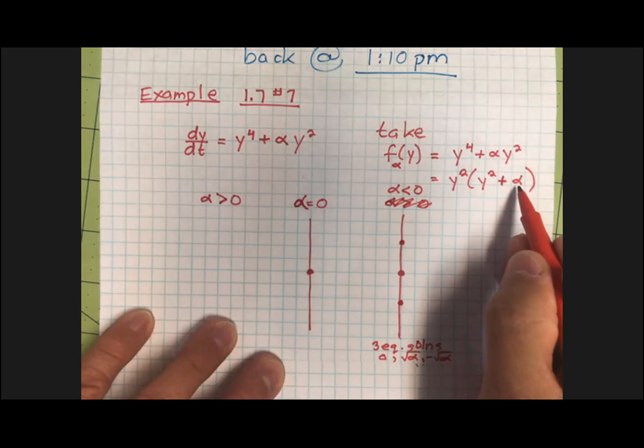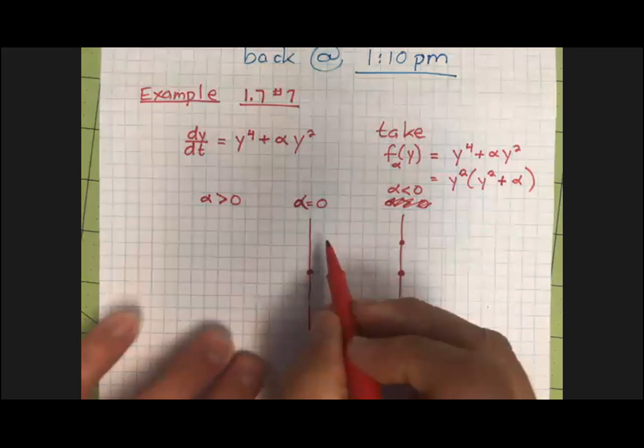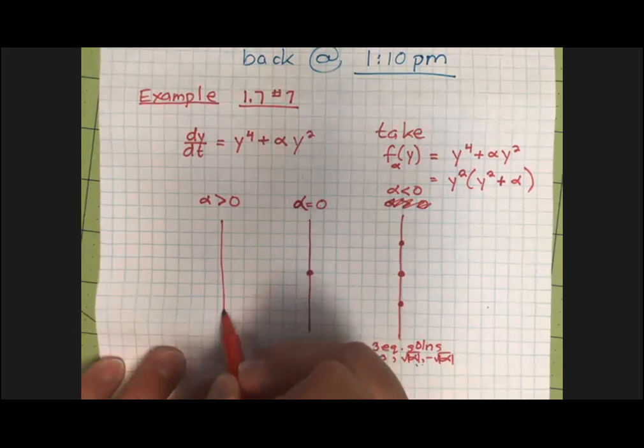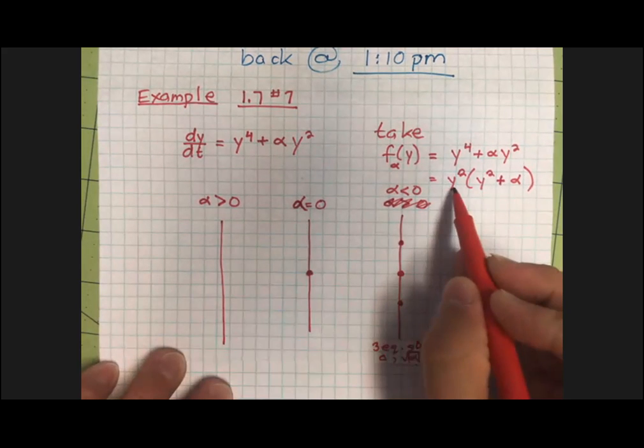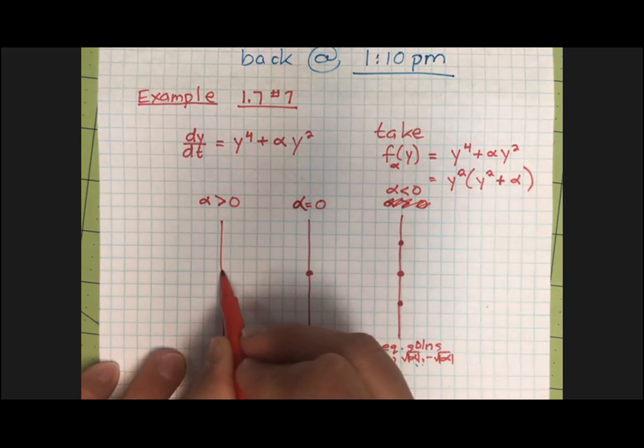two extra equilibrium solutions. And I probably have to use absolute value signs, right? But if alpha is a positive number, then zero again is the only equilibrium solution. If alpha is positive, this has no zeros. I got there.